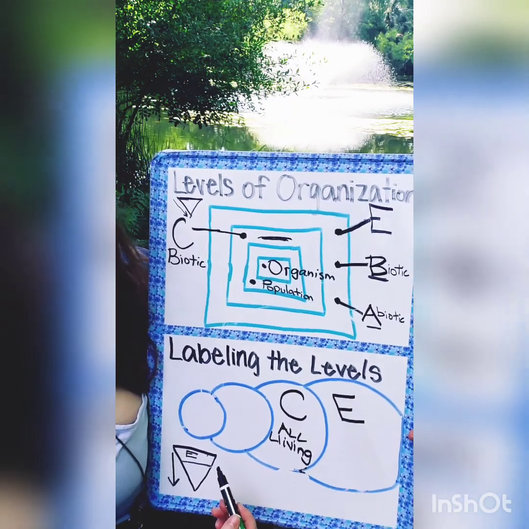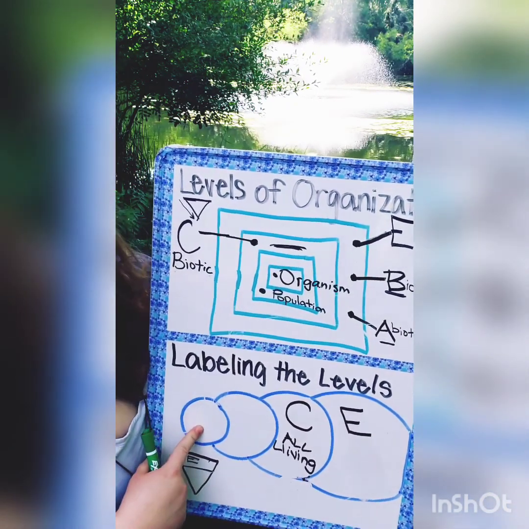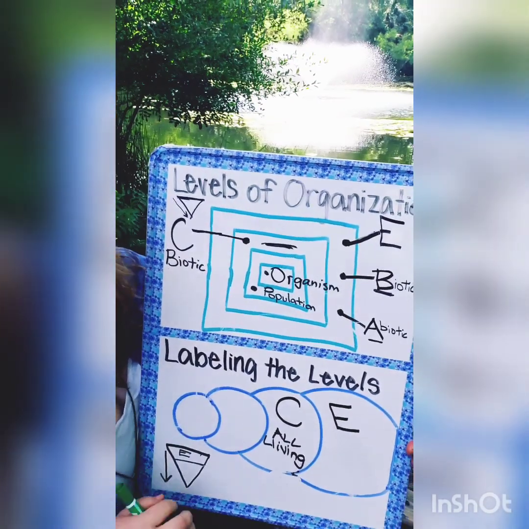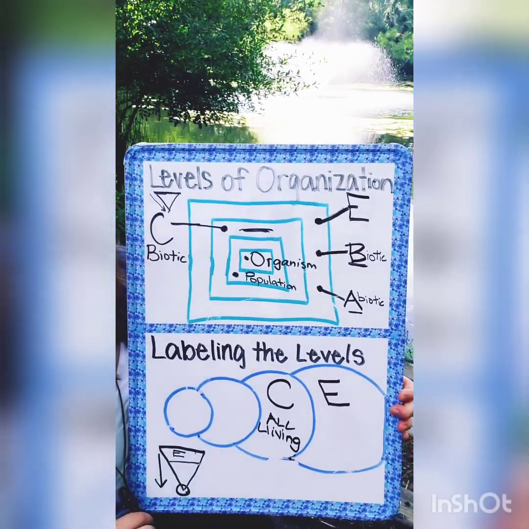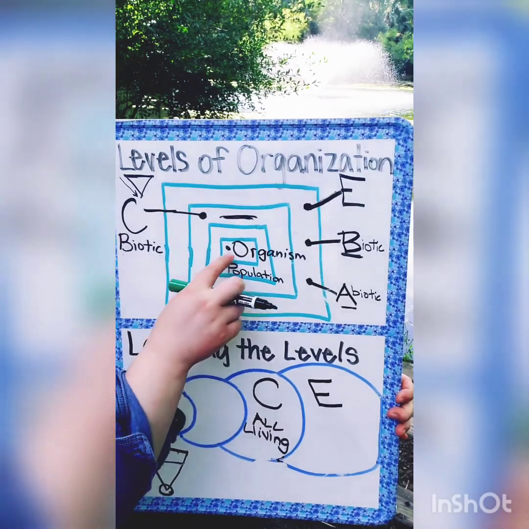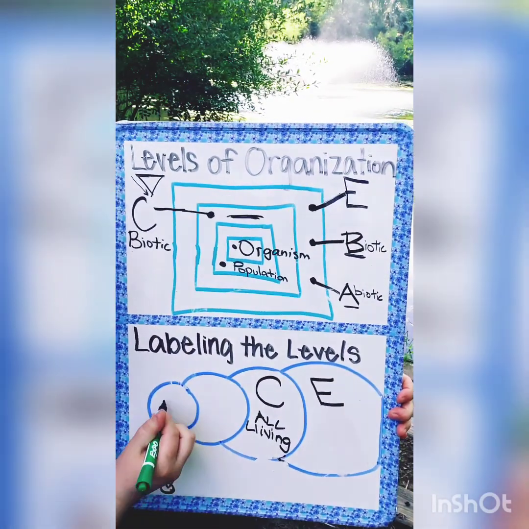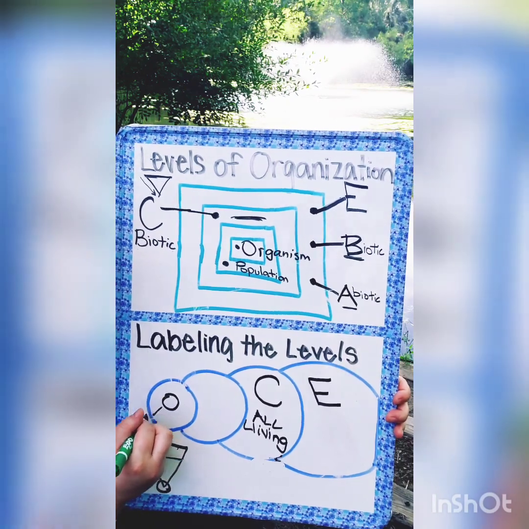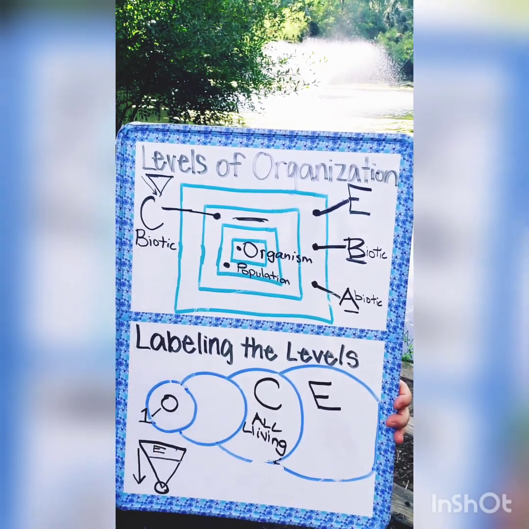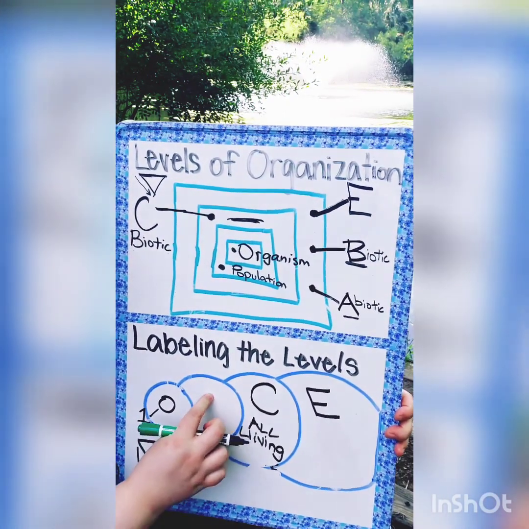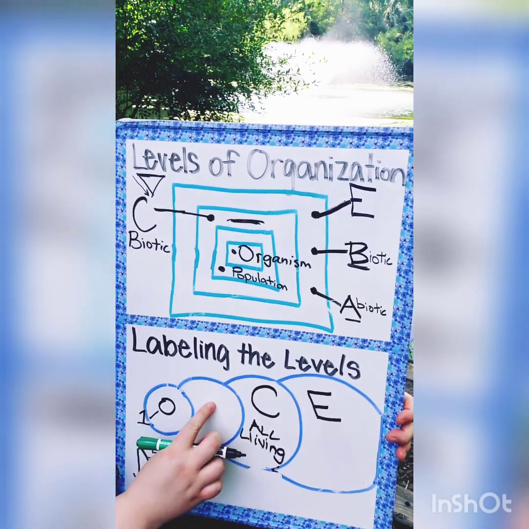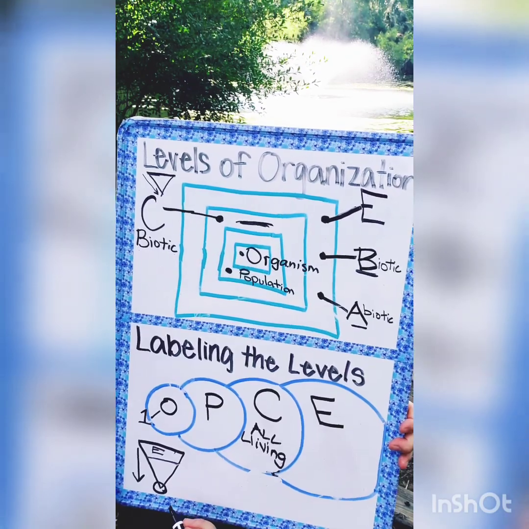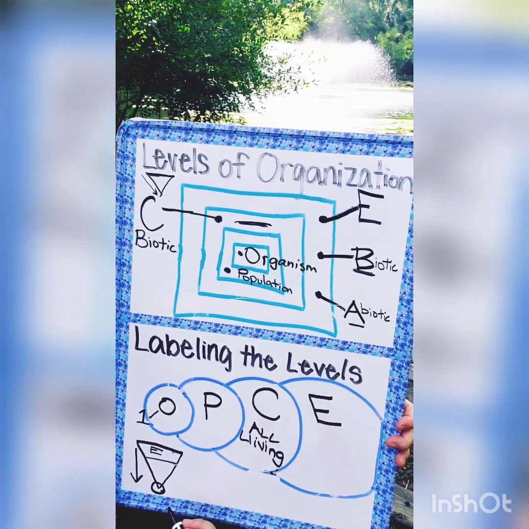Then I locate the smallest. I skip over the next one and I go straight to the smallest. I know the most specific part is going to be our organism. So I will label our organism. Remember, that's only one. It can only be one living thing. And then last, I will fill in that missing area, and it's going to be your population. It has to be all of the same species.